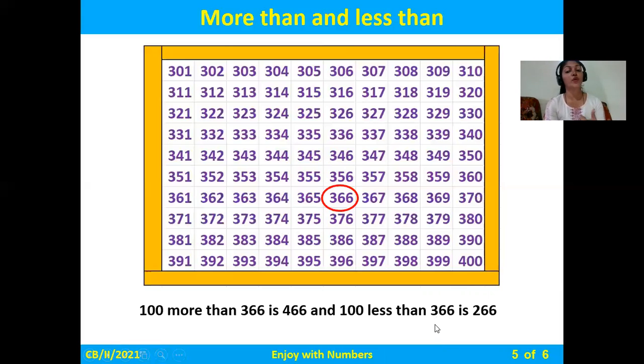Before number of 3. What comes before 3? 2. Right? So 266. Is that clear? When I say 1 less, 1 more, there will be a change in the 1's place. When I say 10 less, 10 more, there will be a change in the 10's place. And when I say 100 less, 100 more, there will be a change in the 100th place. You have to keep that in mind.